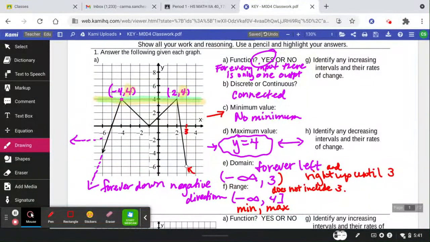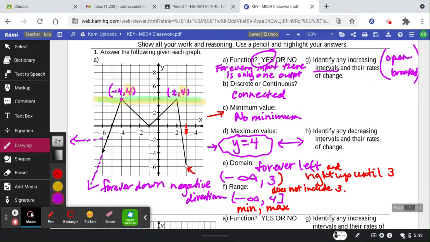Identify the increasing intervals and their rates of change. Now, a little note about intervals of increasing and decreasing. We are always going to use open brackets because we're talking about what's happening in between two points. So on all of our increasing and decreasing sections, we're going to use that.